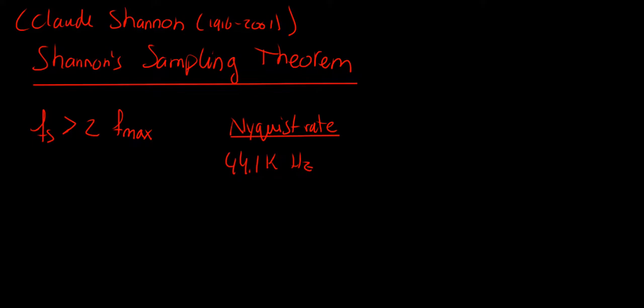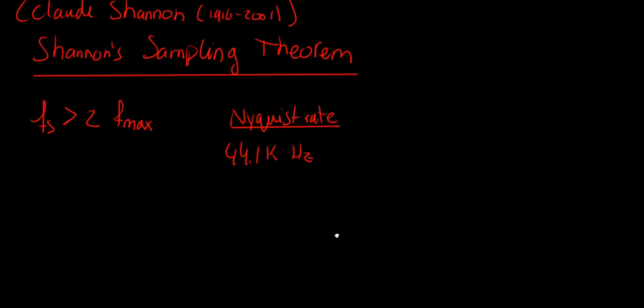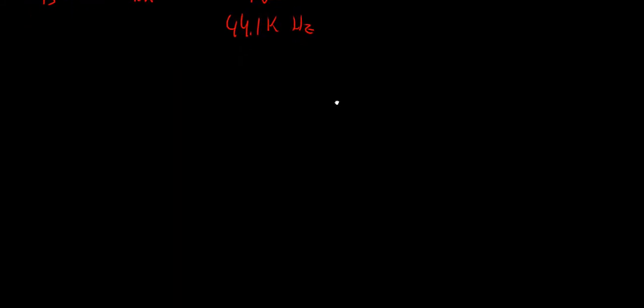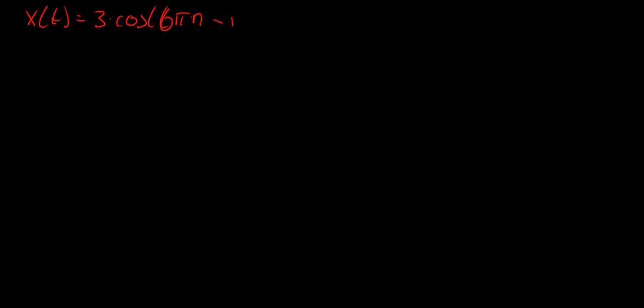So if we do not take a sampling frequency that is high enough, we will run into problems. And if it is exactly the boundary, we have some other complications, which I will show you for our own function. So we had a function of 3 times the cosine of 6 pi n minus pi.